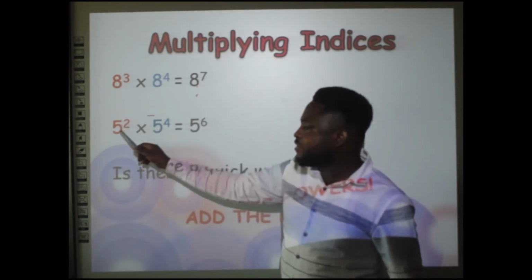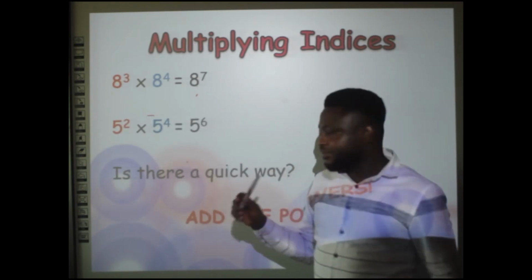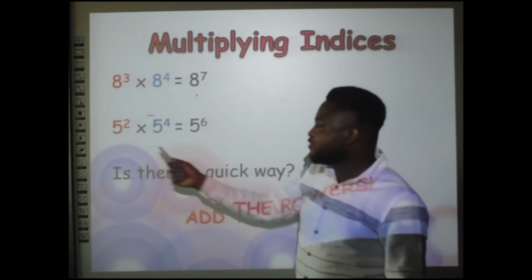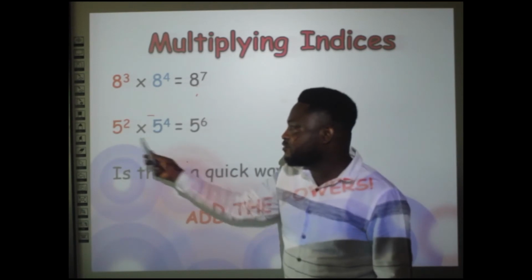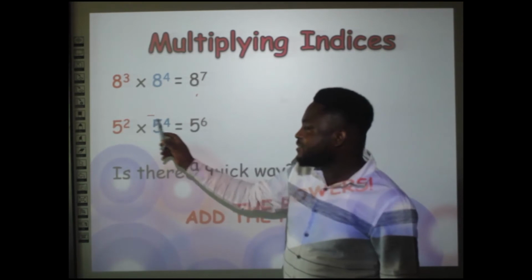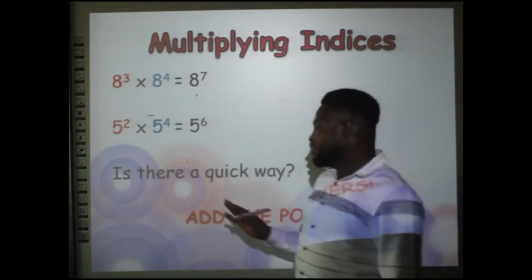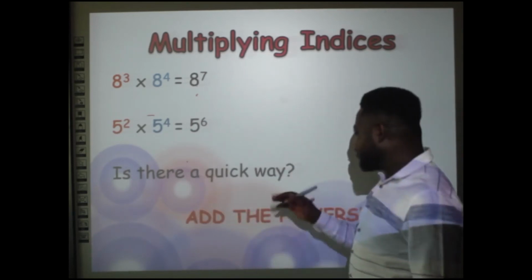Here you have a common base. Remember, you can only do this if they have the same what? Base. So you are going to pick 5. Since 5 is common to both, you are going to write 5 here. Then you now add the power. 2 plus 4 will give you 6. So that is the fastest way to solve that.